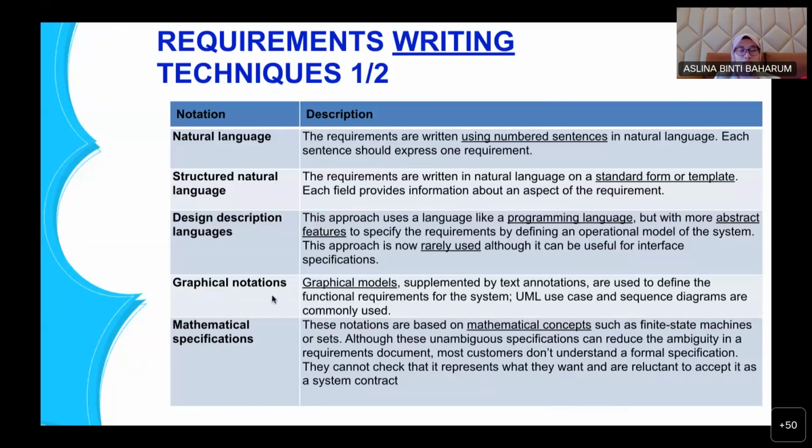Graphical notation, okay, using graphical models where you have the use case, UML use case, sequence diagram, activity diagram, using diagrams, flow charts and so on. Next, using mathematical specification. Of course, the word mathematical, using mathematical concepts, notation, plus, minus, and then after that, next what happens.